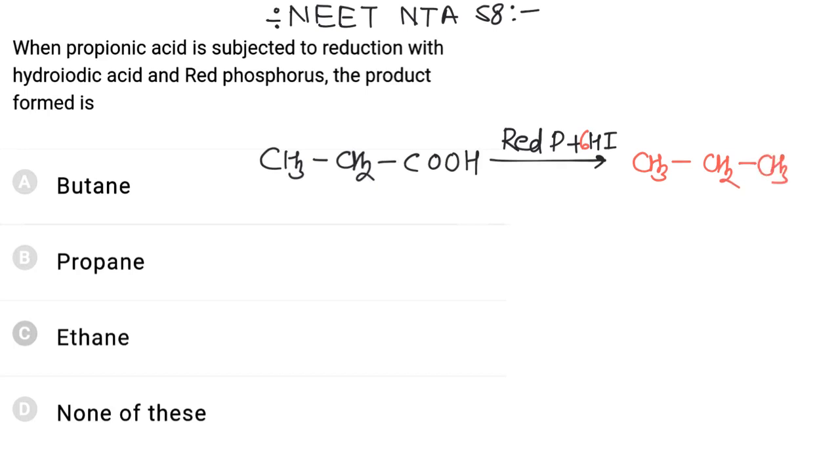First aldehyde is formed, then aldehyde is converted to alcohol, and finally alcohol is converted to alkane. So the correct answer is B. Propane is formed as the ultimate product of the reaction.